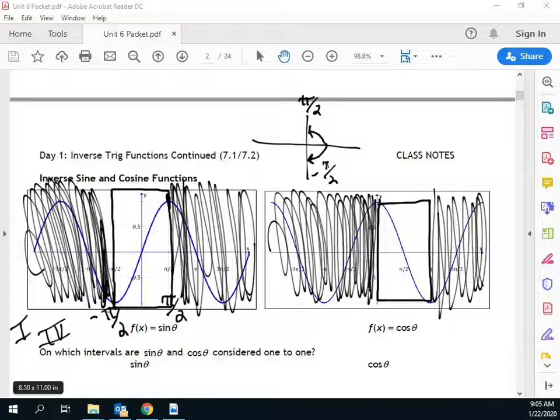Well, if you look at what quadrants those are, 0 is here, so pi is there. So this is sine, inverse sine, and inverse cosine. So your answers for inverse cosine, guys, will be only in the first and second quadrant.